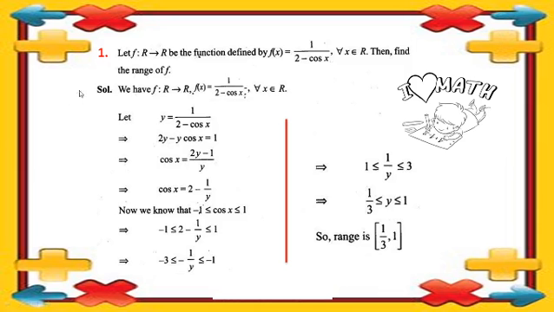Question number 1. Let the function be defined from R to R and the function is given as 1 upon 2 minus cos x for all x belongs to R. Then we have to find the range of this function. So first of all we assume the given function equal to y and then we calculate the value of cos x. Now we know the range of cos x, that is minus 1 to 1. Then we'll replace the value of cos x as 2 minus 1 upon y and then we will calculate the range of y. y is nothing, just the given function. So it is 1 by 3 to 1 in the closed brackets.